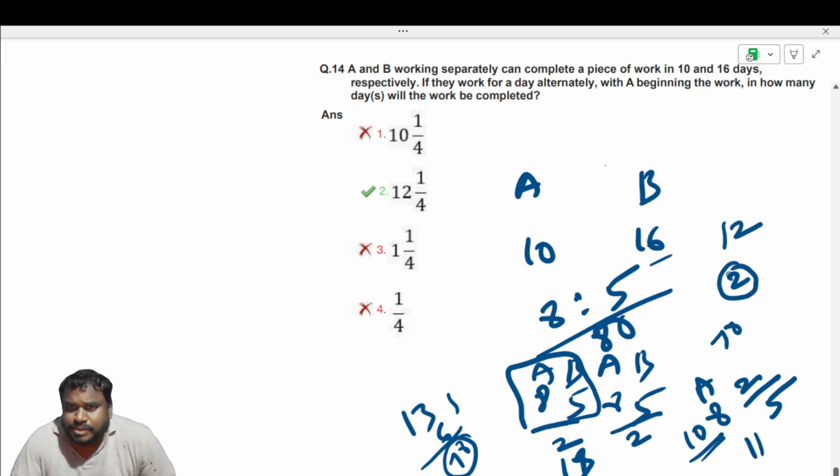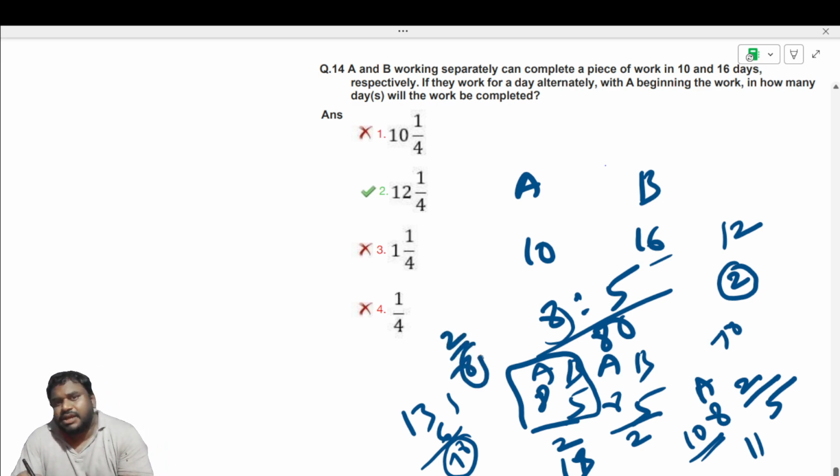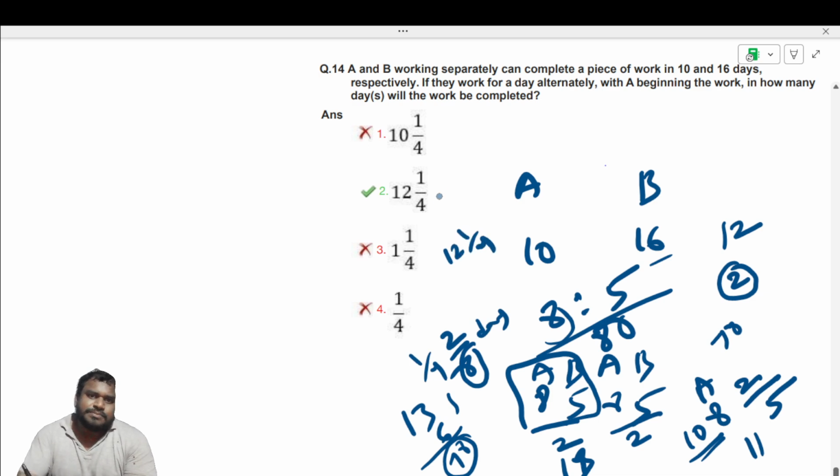So for these 2 parts, A will be starting the work. But A's efficiency is 8. So it will be 2 by 8. In a day, he can finish 8 parts. So for 2 parts, 2 by 8 day, which is nothing but 1 by 4. So 12 1 by 4 is the answer. Like this you can do it.